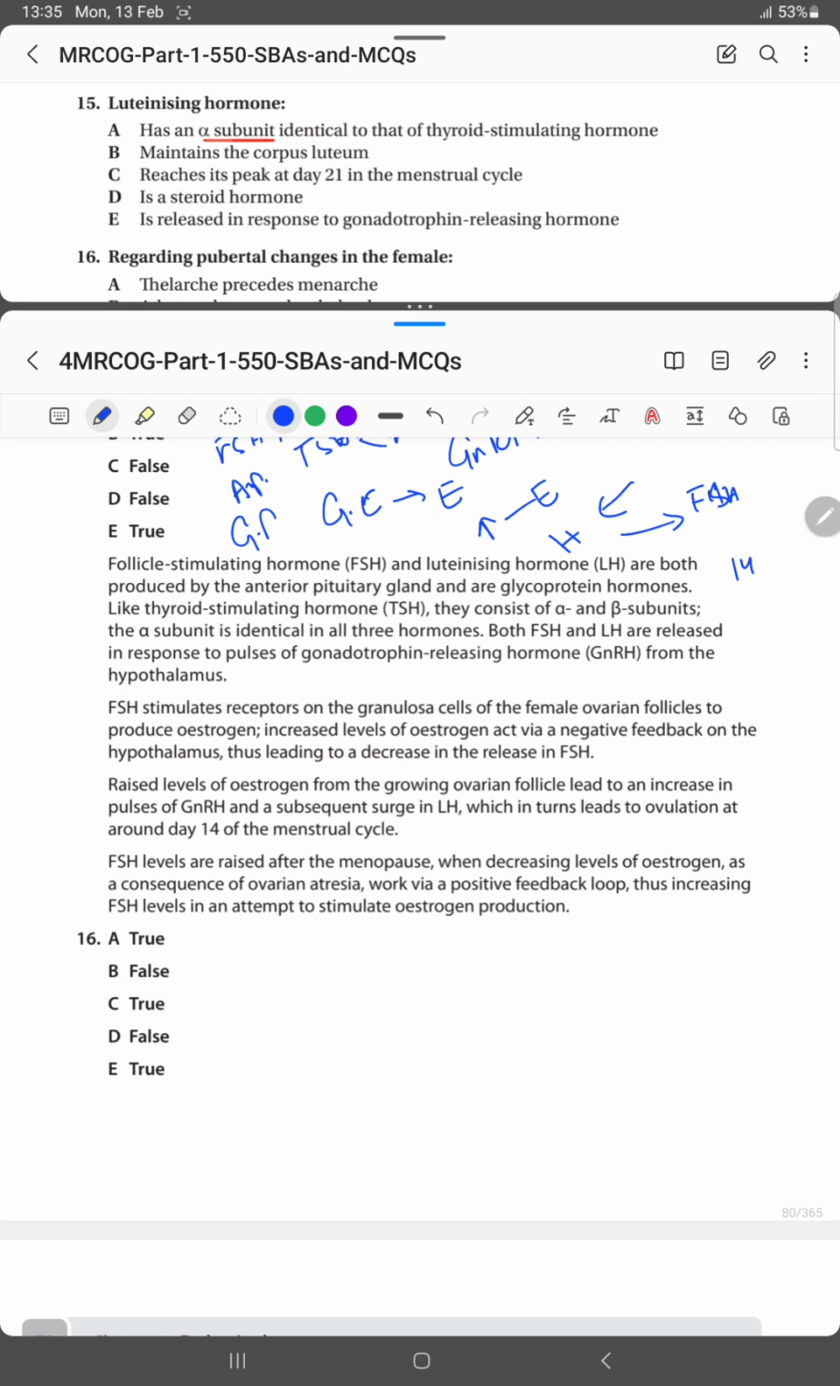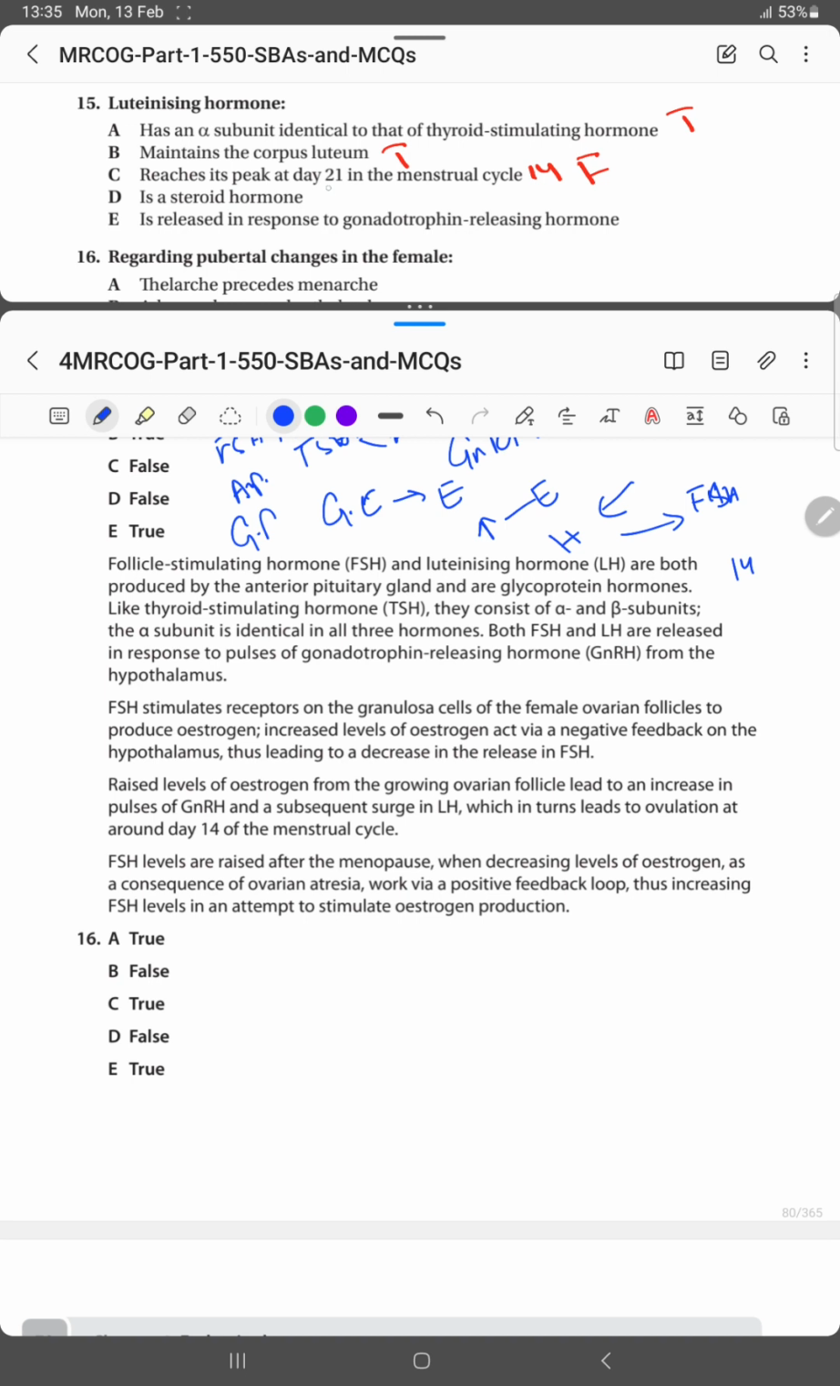Luteinizing hormone has an alpha subunit identical to that of the thyroid stimulating hormone. Yes, that is true. Not only thyroid stimulating hormone, but also the beta HCG and as well as FSH. And they maintain the corpus luteum. Yes, their main function is to maintain the corpus luteum. And they reach their peak at day 21. No, they reach their peak at day 14, and thus this option is false.